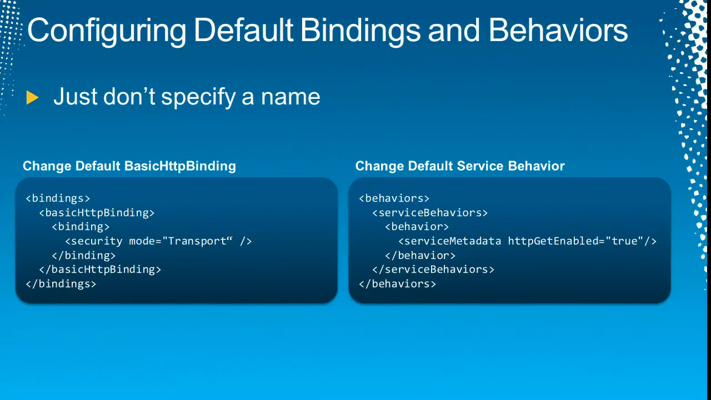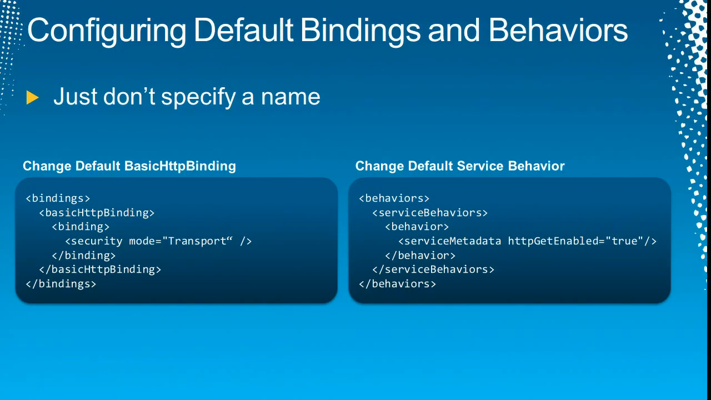The simplest way to configure your endpoints in this model is to just change the defaults. You can configure the default binding configuration for any of the bindings that you're using in your protocol mapping. For example, here on the left, I am changing the default basic HTTP binding. I'm changing it, instead of having no security, to use transport security, which means it will do HTTPS, SSL.